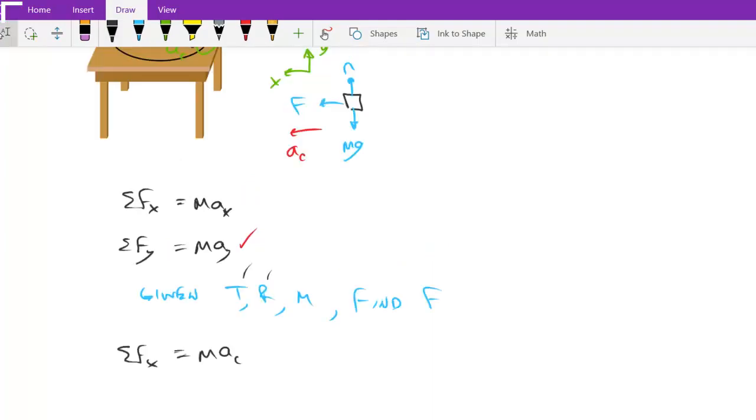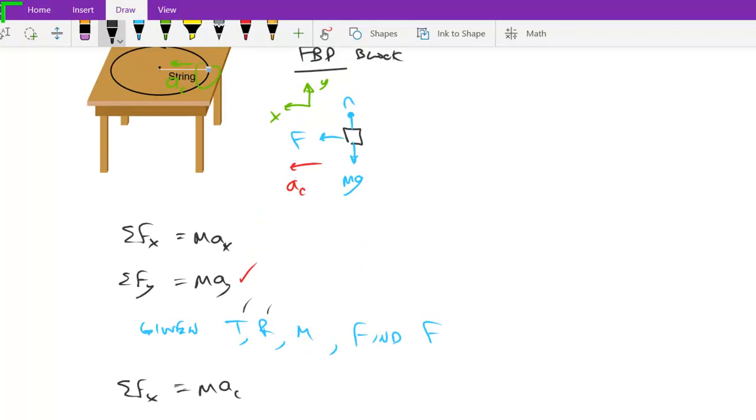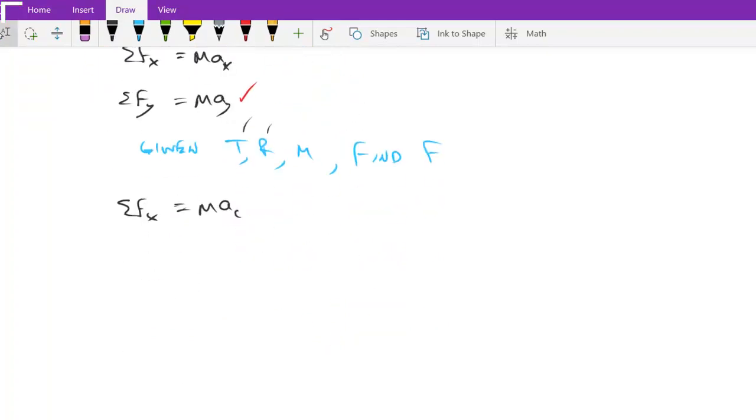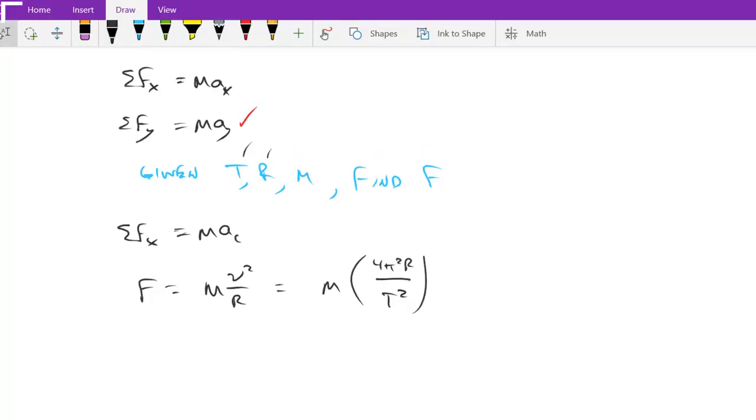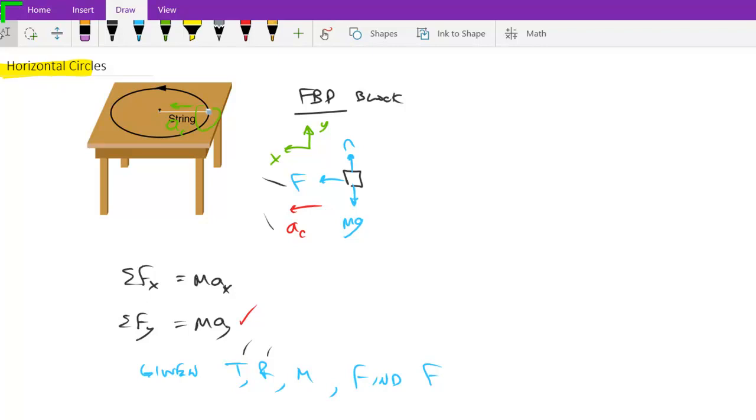So we would get here, calling positive to the left, F is positive, a_c is positive, and we just get F is equal to mv squared over r. That's our centripetal acceleration, or this is equal to m times, we said centripetal acceleration is 4 pi squared r over T squared. So given r and T and m, we can just plug in and find this force. So horizontal circles just means that something is moving around in a circle in a horizontal plane, like on top of a table.